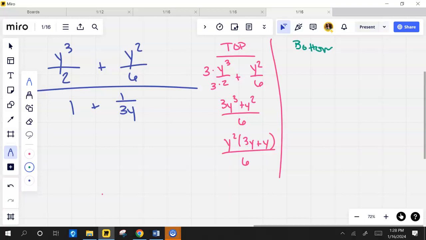Now, let's ignore that for right now, and let's move on to the bottom. Yep. Oh, it is +1, sorry. Sorry, I hope you're not writing in pen.